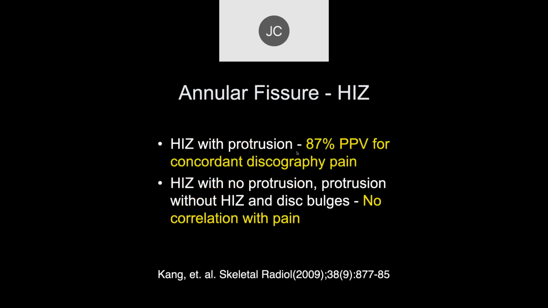Here they looked at annular fissures, and with protrusion they had an 87% positive predictive value for concordant discogram. No protrusion was not associated with a positive discogram. So this suggests that maybe these are associated with discogenic pain, but that's generally not considered the standard right now.